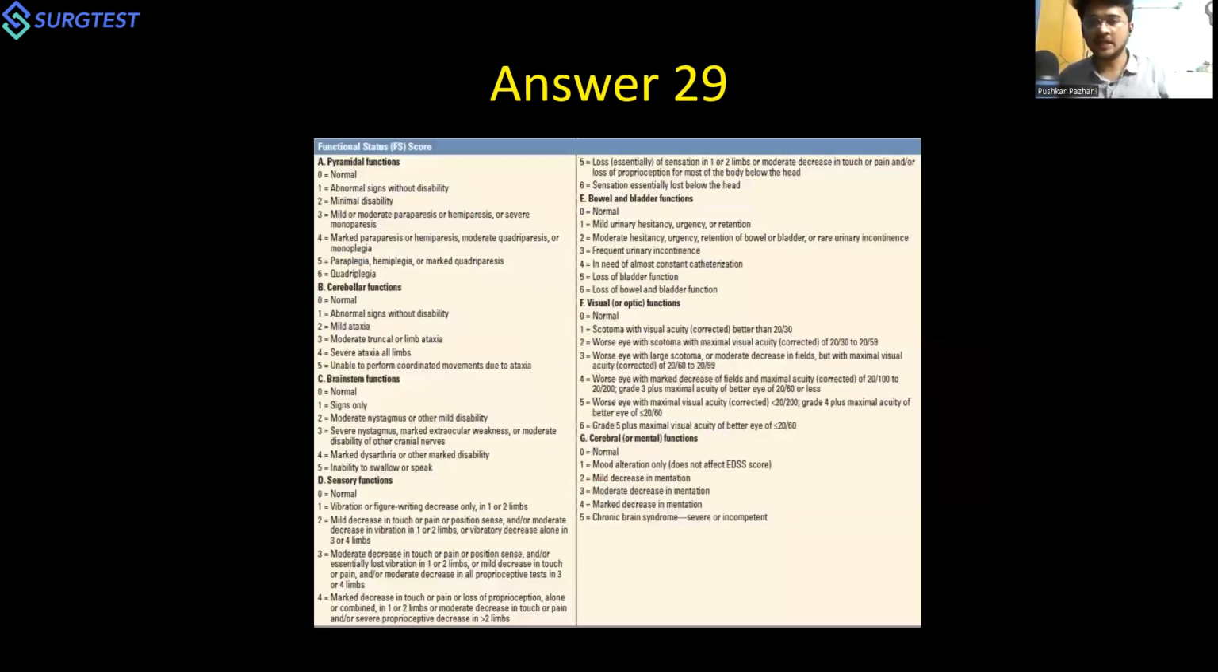So how do we calculate this EDSS? Again, I'm not going into the details. It is out of scope for this class. So just remember the different domains that are assessed in the functional status score for EDSS. One is pyramidal functions, cerebellar functions, brainstem functions, sensory functions, bowel and bladder functions, visual functions, and very, very important, which we tend to neglect, cerebral or mental functions.